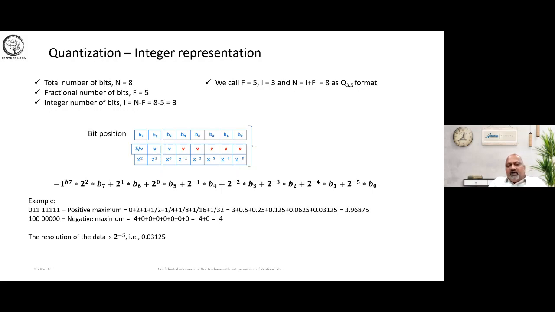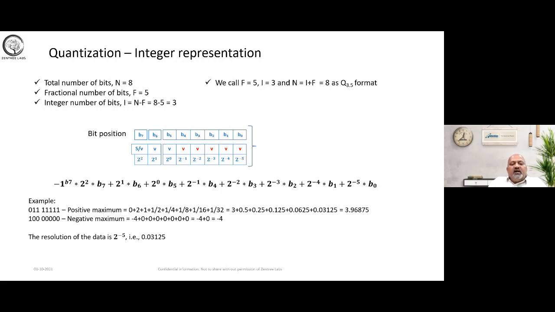Minus 1 to the power of B7 in this case. If B7 is 1, it goes to minus 1, which says it is a negative number. If B7 is 0, minus 1 to the power of 0 goes to 1, which represents a positive number, right? So when I compute the weights, I have written some examples. Suppose in an 8-bit, I write 0, 1, 1, 1, and the remaining bits 1, 0, 0, and zeros, this gives the positive maximum for the 8-bit. Given a format of 3.5, it is 3.96875. And the negative maximum is minus 4 in this case, the way we compute it.